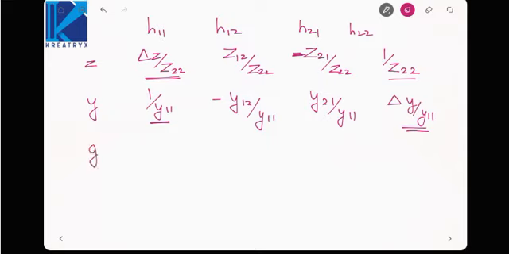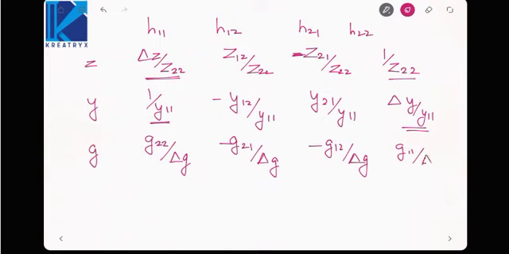In terms of G parameters, it will be G22 by delta G. It will be minus G21 by delta G, minus G12 by delta G, G11 by delta G. H and G can be directly written as they are inverse of each other. So what you have to do is, you have to take the inverse of this matrix. So you will replace the diagonal elements and take the negative of off diagonal elements and then divide by the determinant. So that is what I have done.